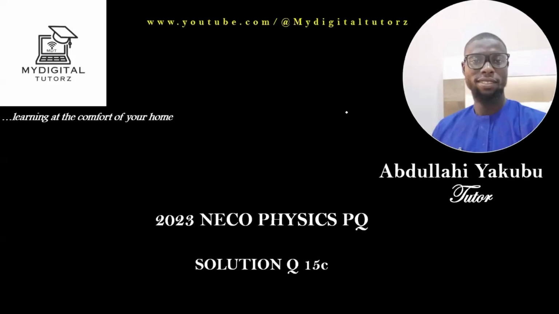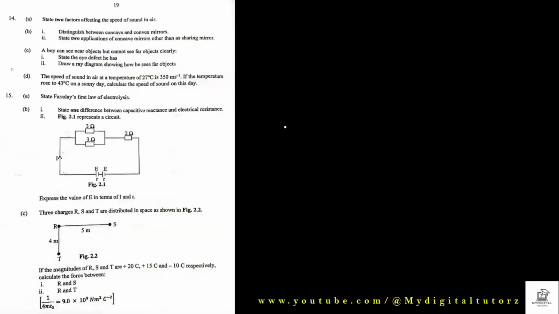Okay, welcome back. Here we're going to look at question 15c. Question 15c says three charges R, S, and T are distributed in space as shown in figure 2.2 below. If the magnitudes of R, S, and T are given to be positive 20 Coulomb, positive 15 Coulomb, and minus 10 Coulomb respectively, we have to calculate the force between R and S, and R and T.